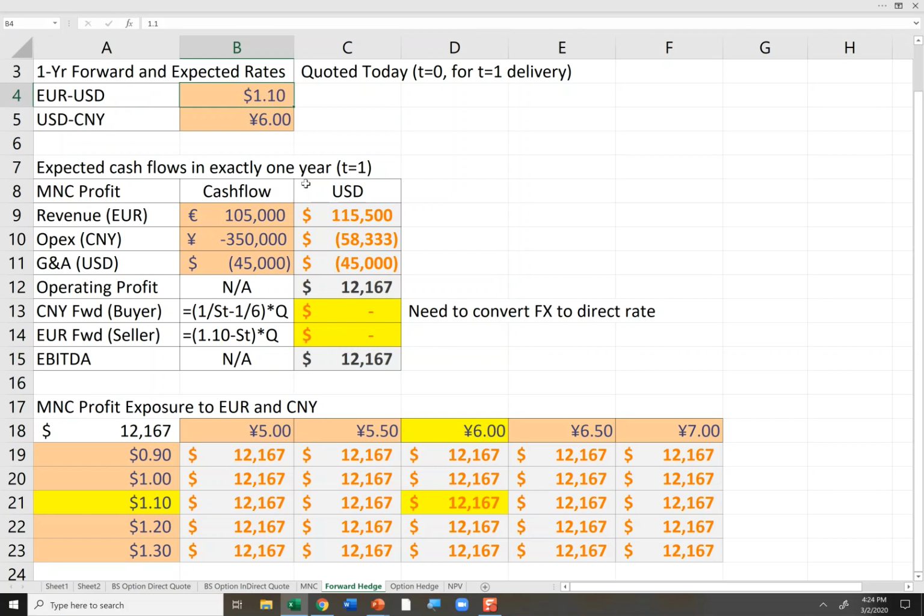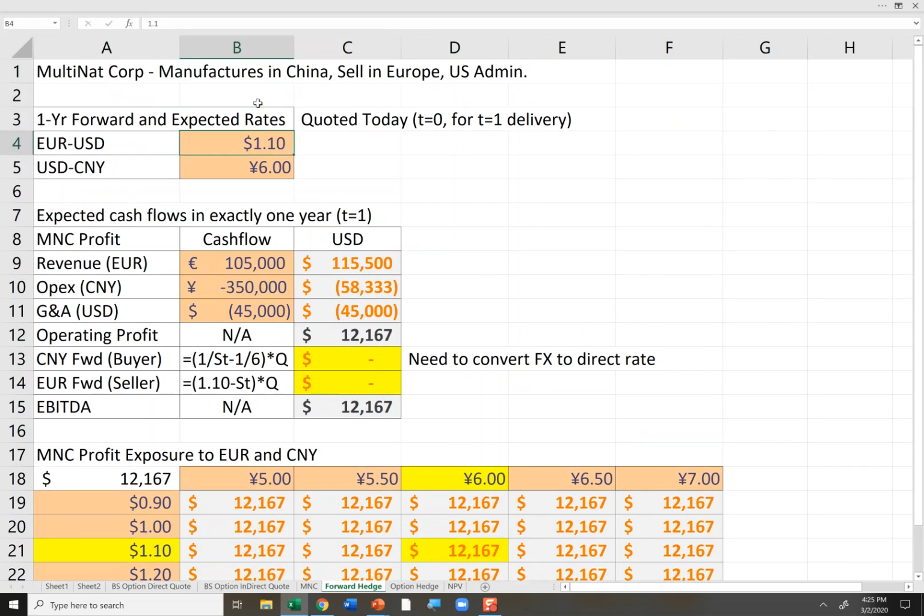Notice when I put those formulas in, there's no payoff immediately. But if the exchange rate were to go down, let's look at this number here, 12,167. If I change the exchange rate to 0.9, it's still 12,167, because that loss in revenue is perfectly offset by this number. I'm going to hit undo.